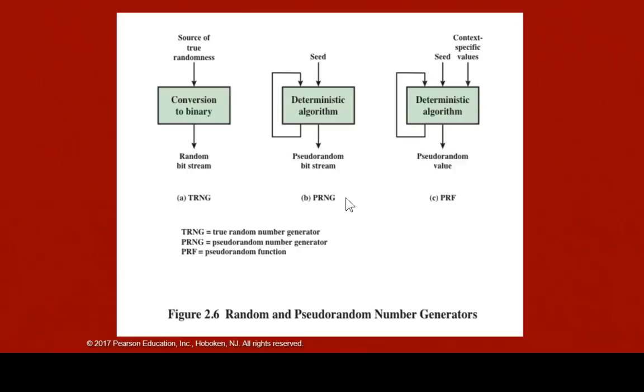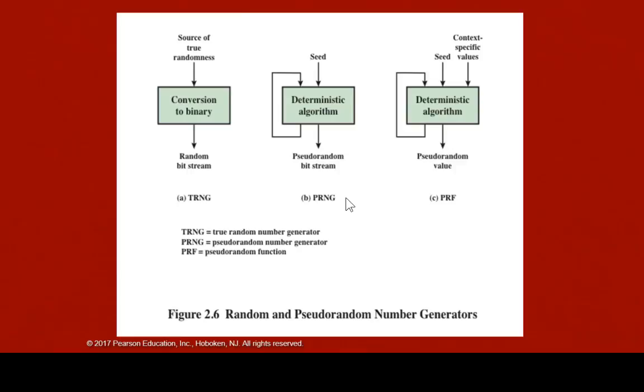PRF. A pseudorandom function is used to produce a pseudorandom string of bits of some fixed length. Examples are symmetric encryption keys and nonces. Typically, the pseudorandom function takes as input a seed plus some context-specific values, such as a user ID or an application ID. A number of examples of pseudorandom functions will be seen throughout the book.